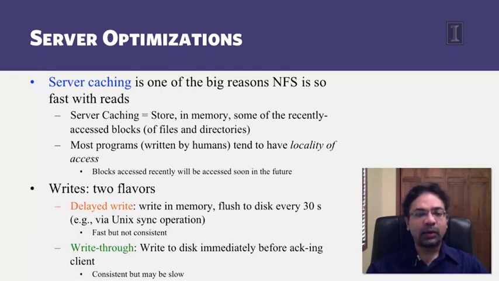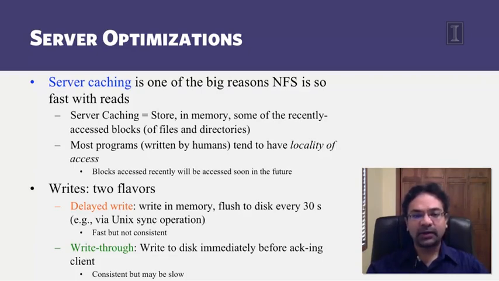Then when a write is received at the server, there are two flavors in which this can be done. The first is known as a delayed write. The second is a write through. In a delayed write flavor, you do that write only in memory. You don't write it to disk immediately. Instead, periodically, say every 30 seconds, you flush it to disk. Okay, this is done, for instance, via the Unix sync operation.